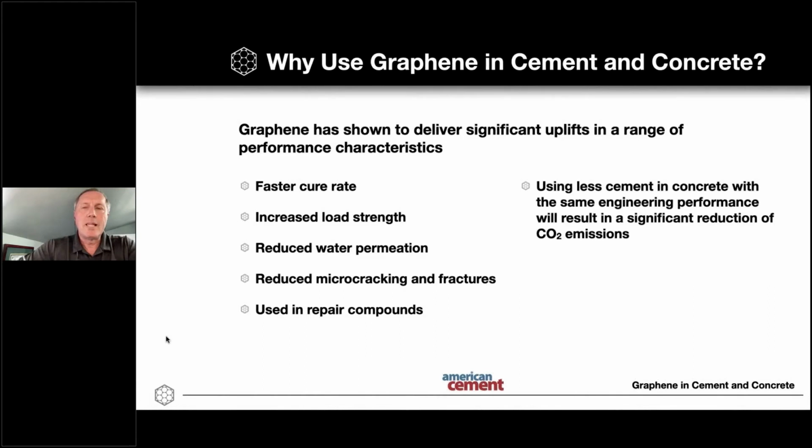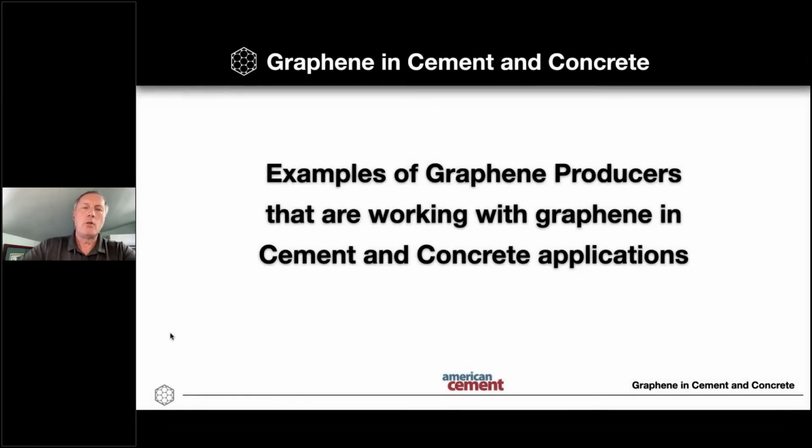And by using less cement to get the same amount of performance, you can then reduce the amount of CO2 that's concomitant with that amount of cement. So that's an interesting way of doing it. And it doesn't require specialized equipment. It's like any other admixture that you're already using. You would simply use it into your compounding.